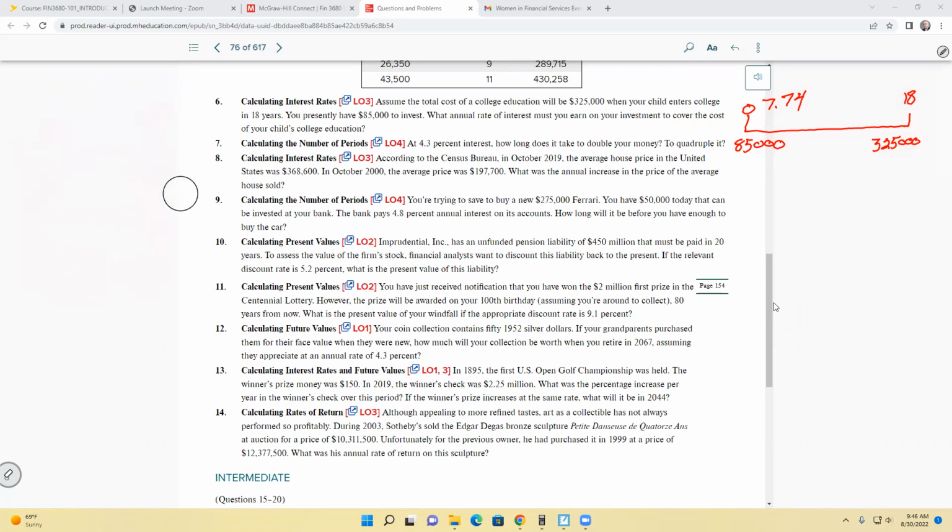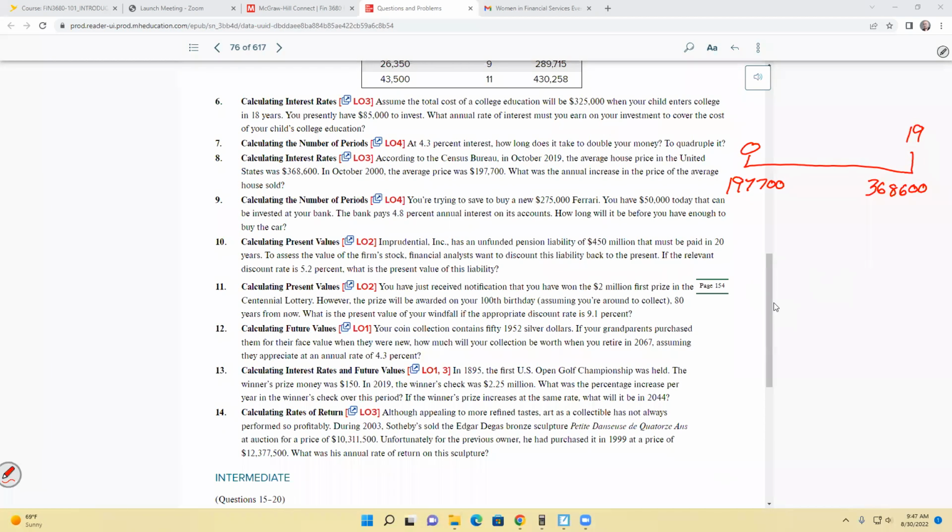All right. Okay, let's look at the next one. According to the Census Bureau, in October of 2019, the average house price in the US was $368,600. In October of 2000, the average price was $197,700. So it's the annual increase in the house price, right? We have 197,700, 368,600. Our periods is 19. So what's our interest rate there? 3.33. Okay.